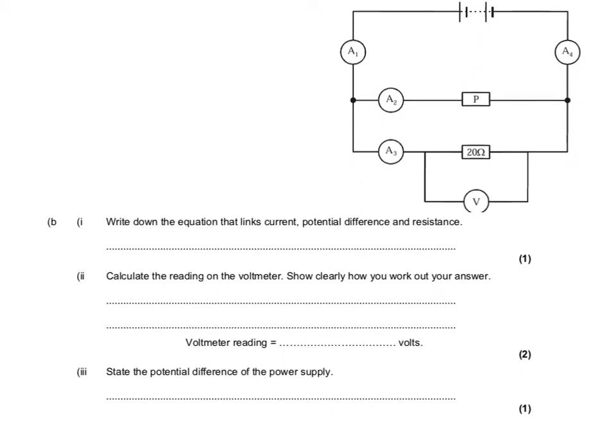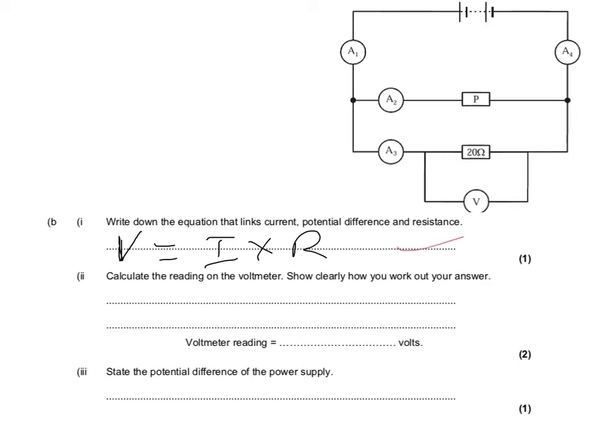In this question, you need to write down the equation that links current, potential difference, and resistance. This was on your equation sheet. So here you're going to have potential difference, which is V, equals current times R, and that will get you the mark.